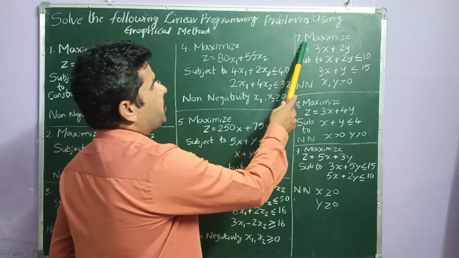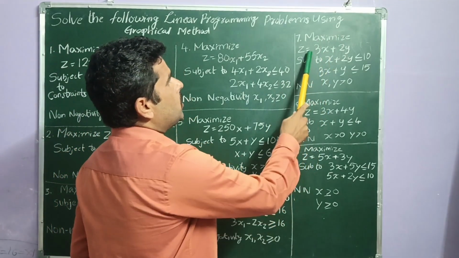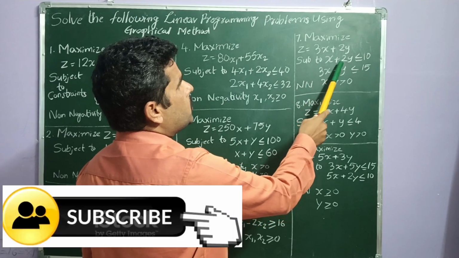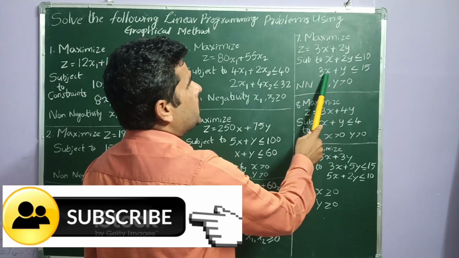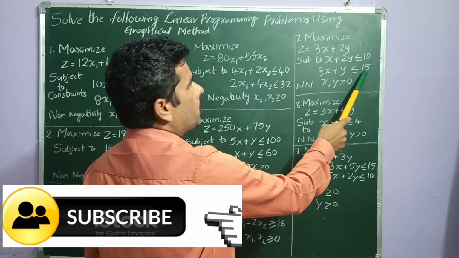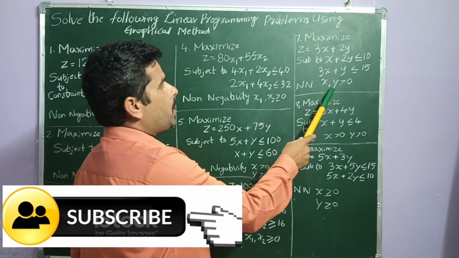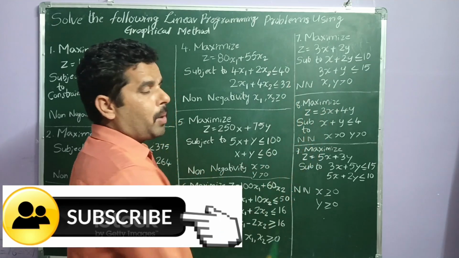The next problem, number 7: maximize z = 3x + 2y subject to constraints x + 2y ≤ 10 and 3x + y ≤ 15. These are the two constraints. Then non-negativity: x, y ≥ 0. Okay, that is problem number 7.